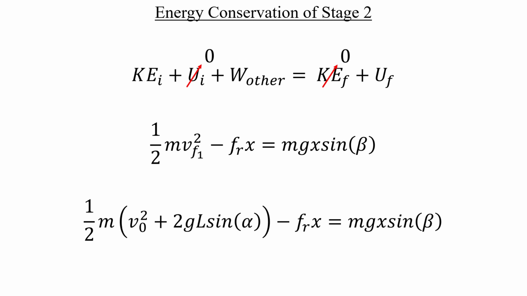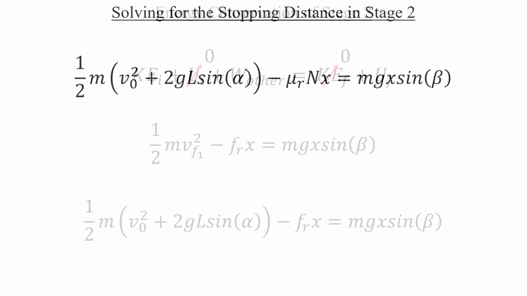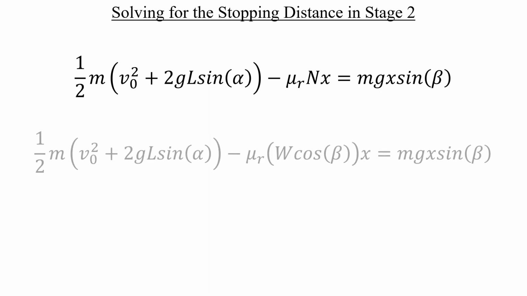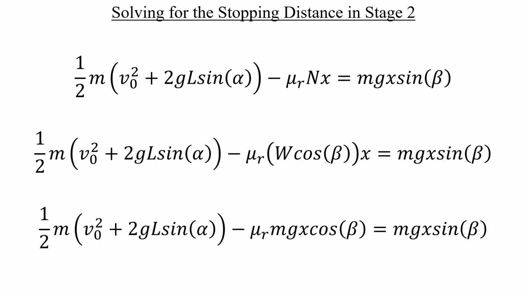Another thing we can do is exchange the rolling frictional force with mu sub r times the normal. As we saw in the free body diagram, the normal was being balanced out by the cosine portion of the weight, so that part can go in next. Let's also rewrite the weight as mg. Things are getting a little long here, but we can eliminate a factor of mass from both sides, like before.